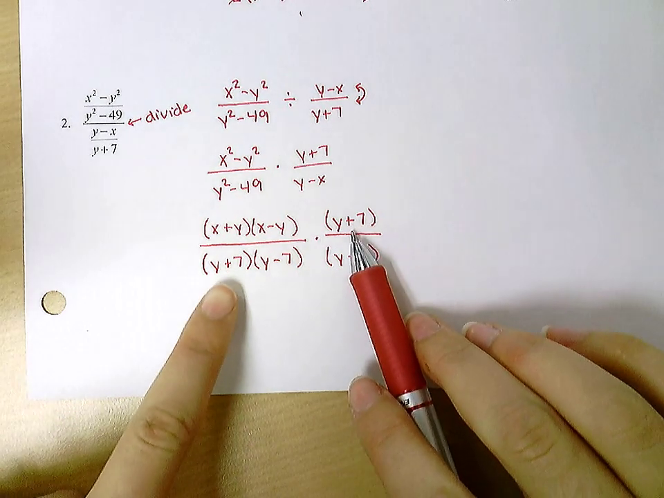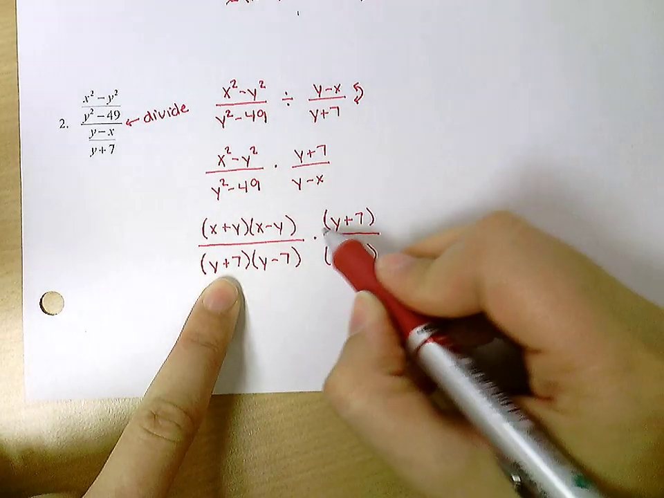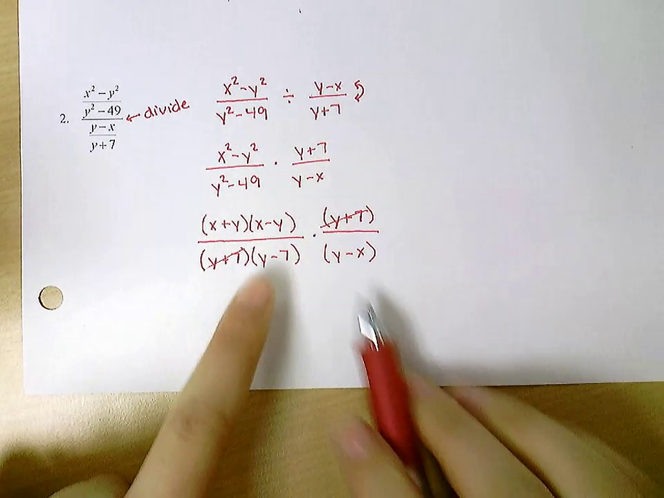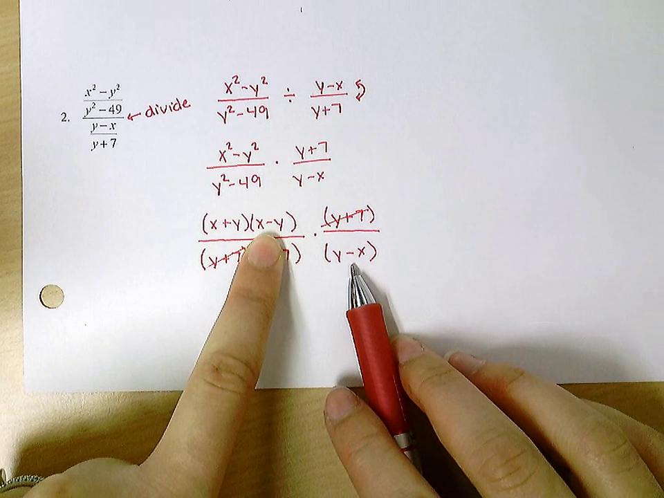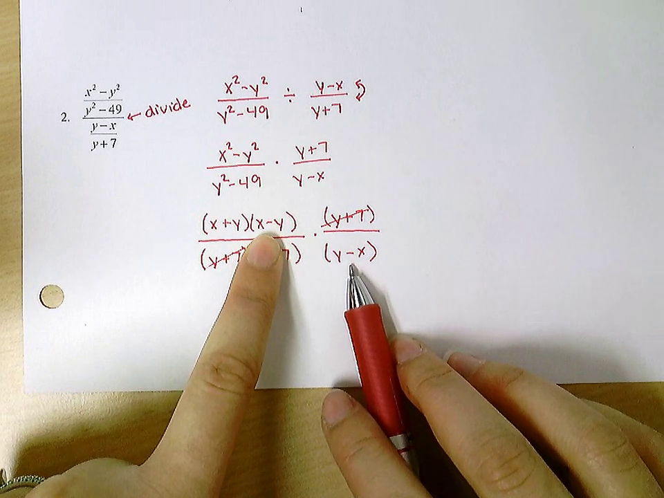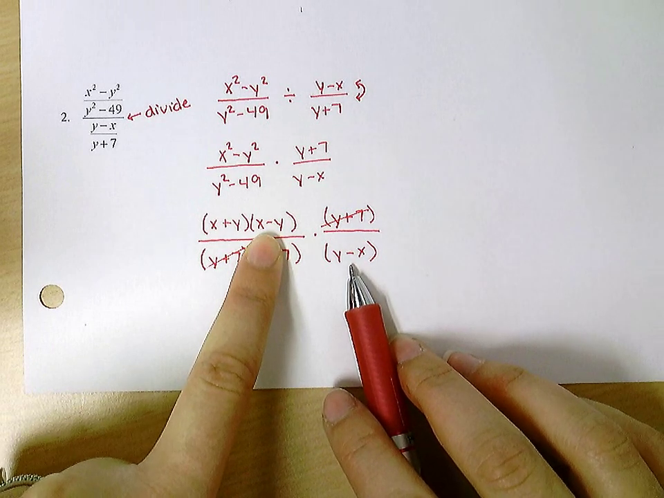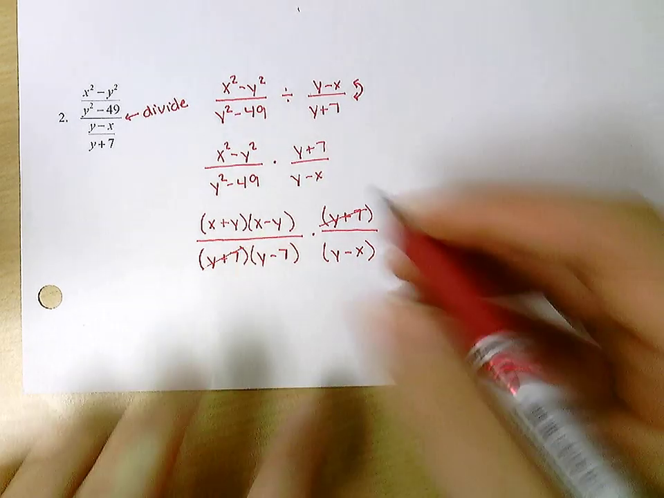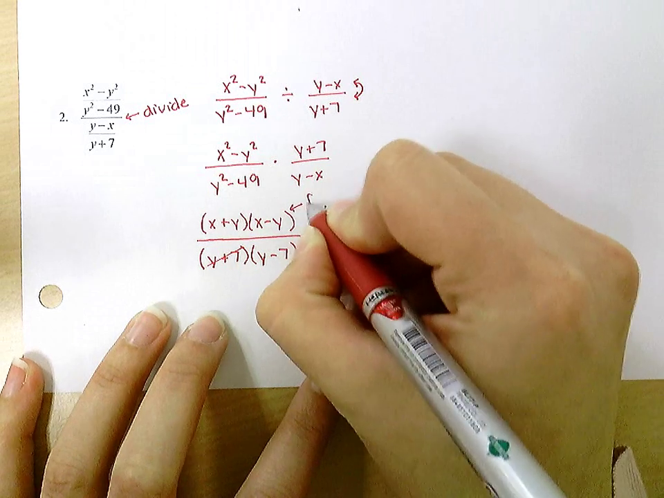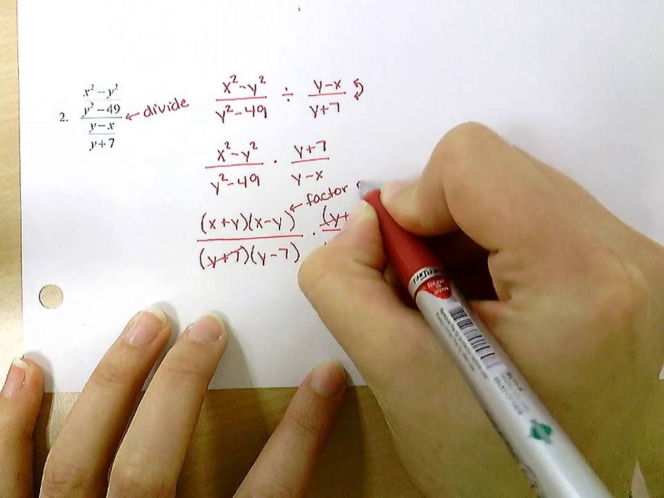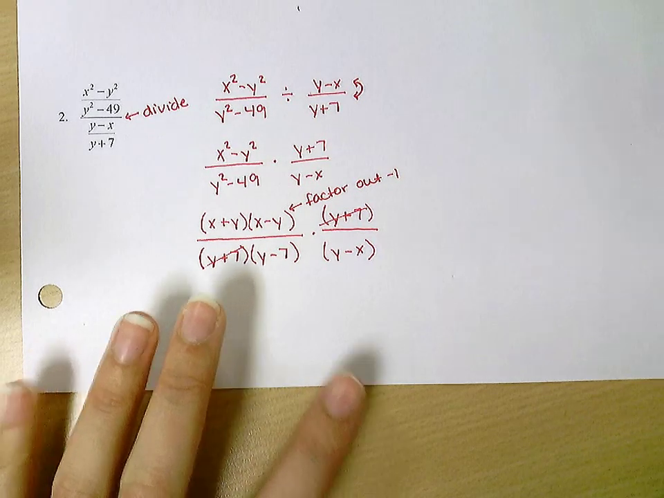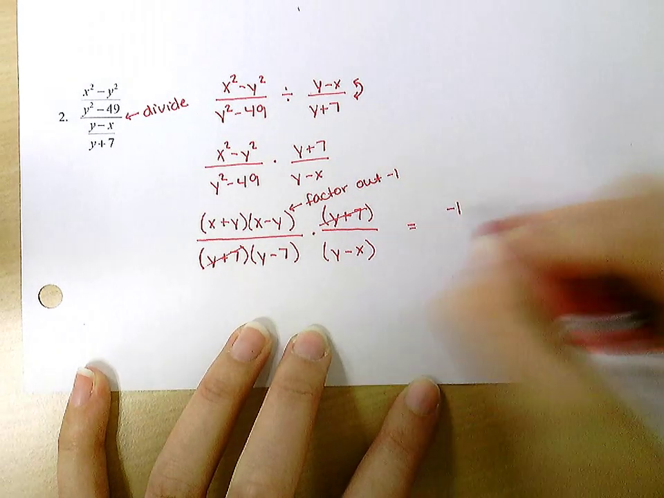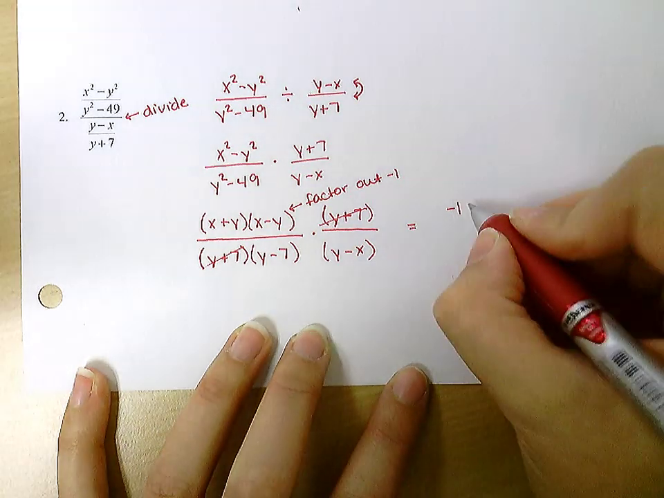Now I do have a y plus 7 over a y plus 7. Now these two, this x minus y and y minus x, are not the same, but they look very similar, right? Do you remember what I do to make them the same? You factor out negative 1. Factor out negative 1. Okay? So then I would have a negative 1, right? Because I factored it out.